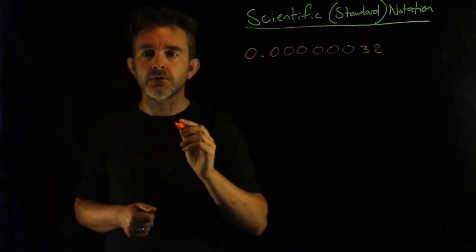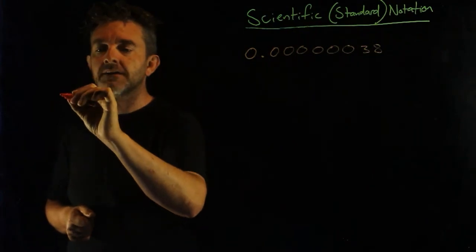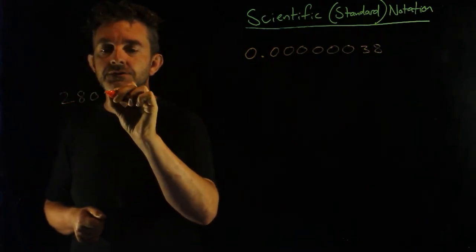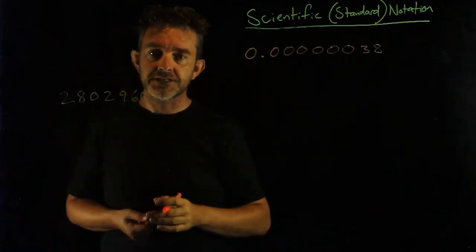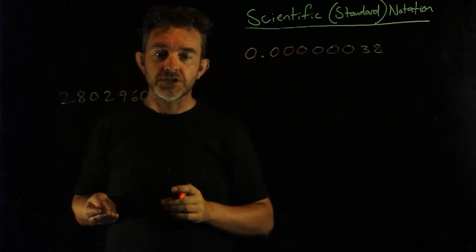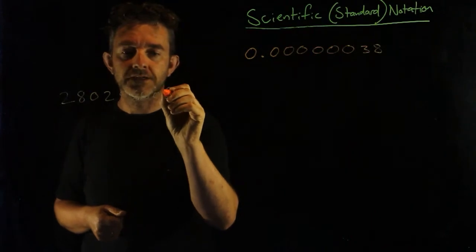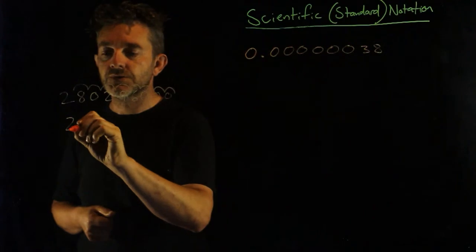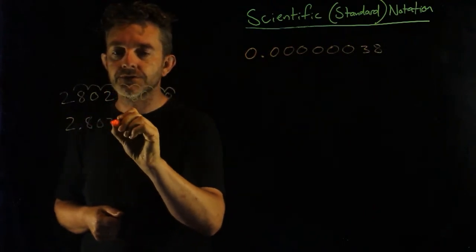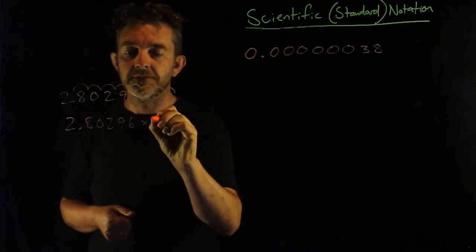So if you recall, if I had something like 280296000 and I wanted to change that into scientific notation, I count up the decimals 1, 2, 3, 4, 5, 6, 7, 8 and write 2.80296 times 10 to the 8.